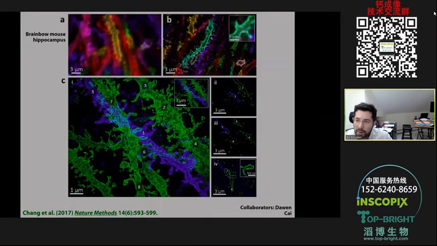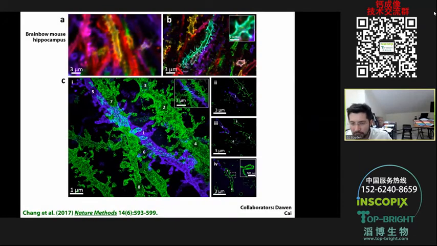Here's Brainbow again. Upper left unexpanded, upper right expanded once. At the bottom, expanded twice. These were done in collaboration with Dao and Kai, who is one of the people who worked on the Brainbow technology suite. And I hope what you can see here is that with double expansion, you can get very, very good resolution, even seeing very delicate structures like spine necks.